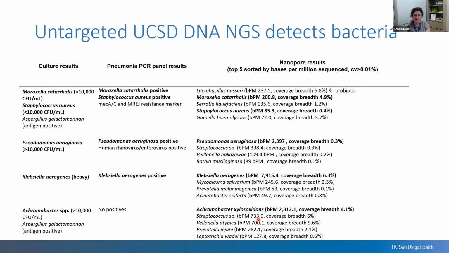So I bring these examples up just to show that we did seem to, in the earlier runs, be able to detect the things that came out in our known cultures, but also a number of other organisms that might not have been as easily cultured, like Prevotella, which is an anaerobe, and Mycoplasma, which is difficult to culture.